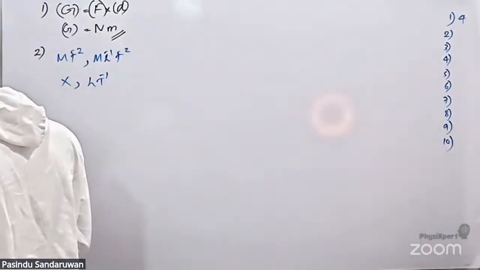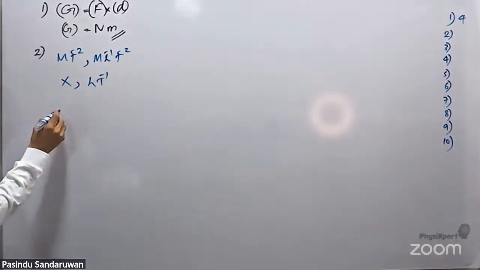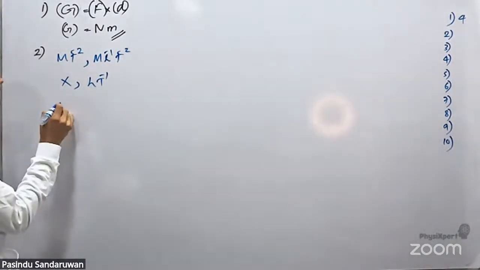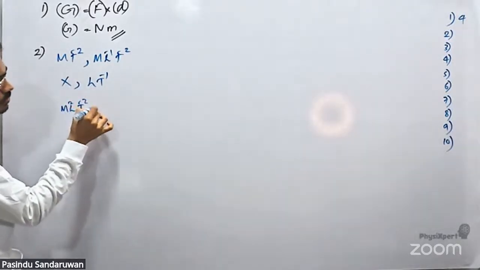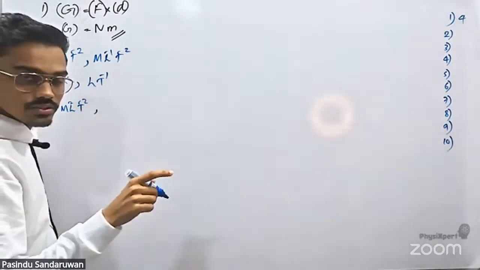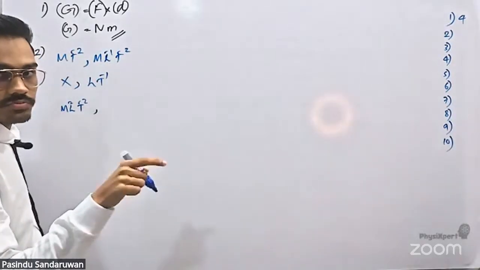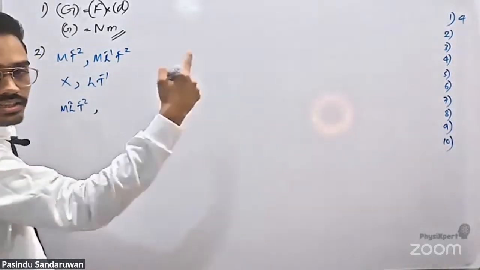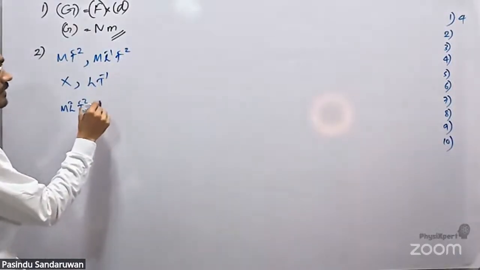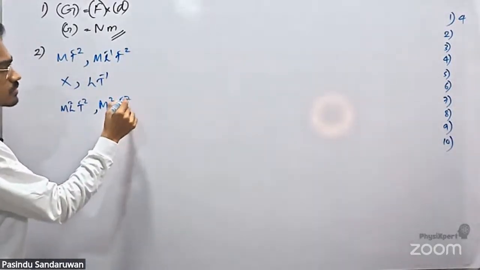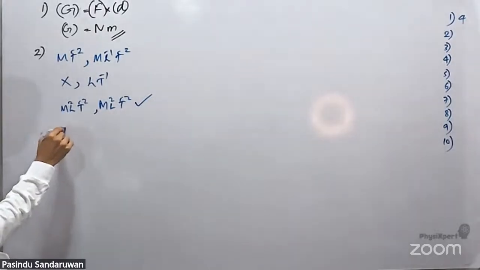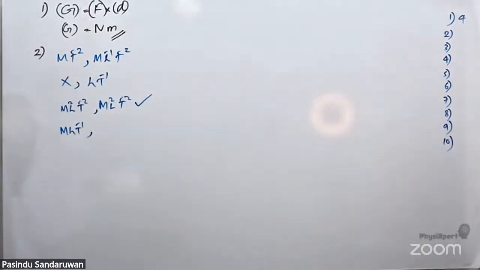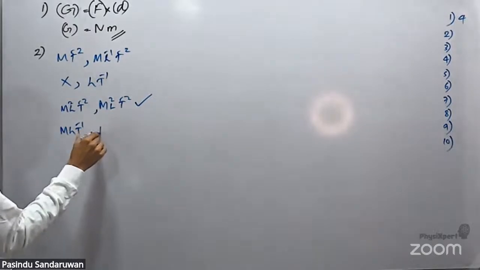Then work and torque. Work is F times D, which means ML^2T^-2. Torque is also a force moment, again F times D, so that is ML^2T^-2. This is correct. And the others, change of momentum is a momentum. Momentum is MLT^-1. Force is MLT^-2.